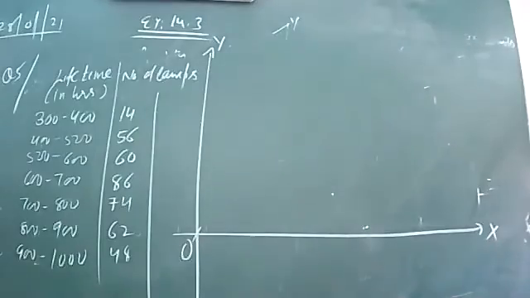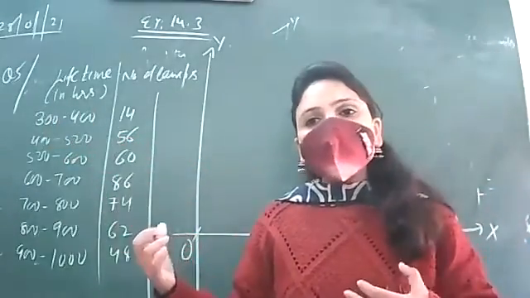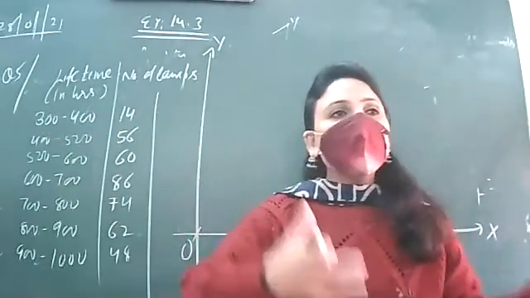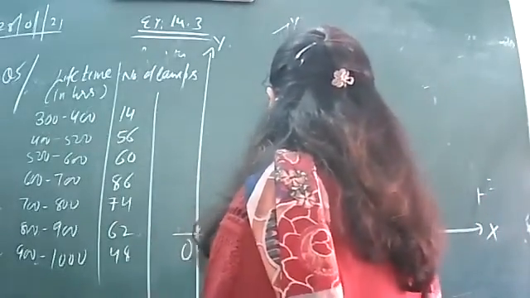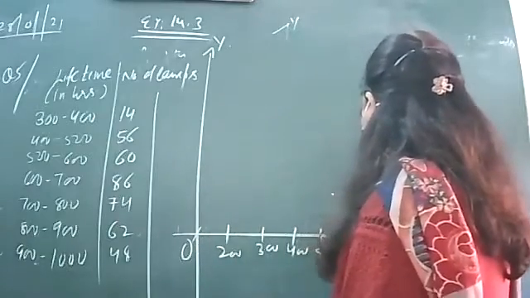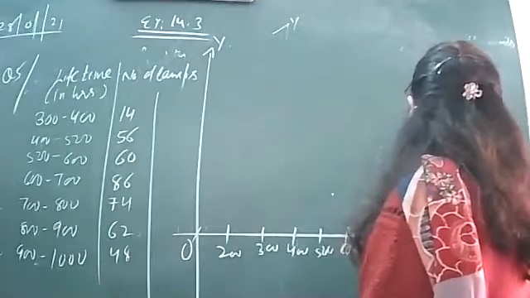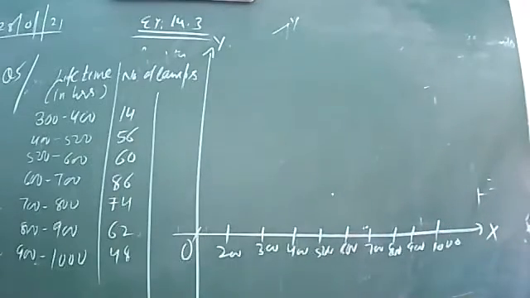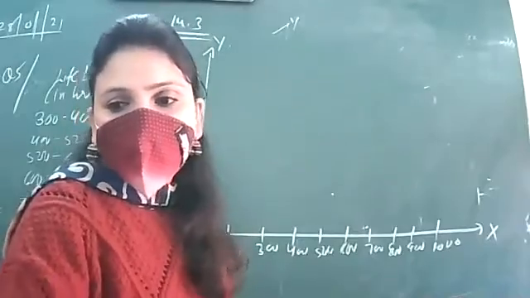So this is a 100 gap, 300. If we do not write 300 as the starting value, we will write 200. We'll start with 200. We're writing the value. Please write along with me. Okay? So intervals we are writing like this.